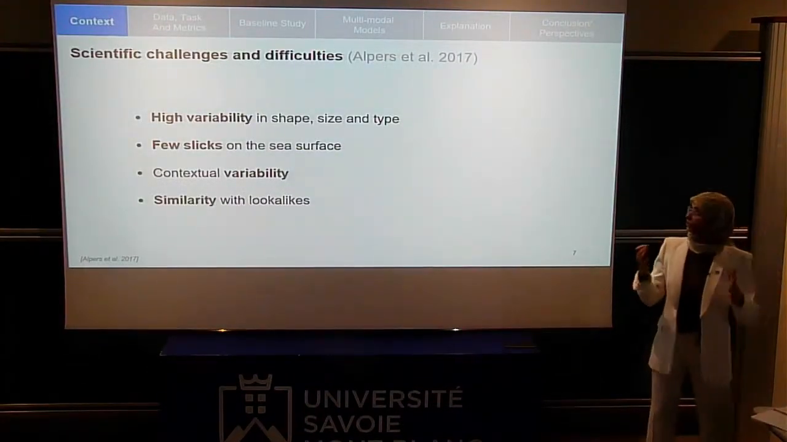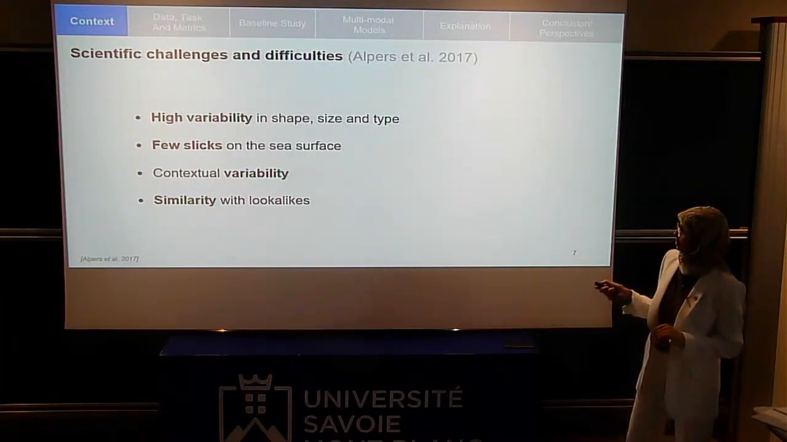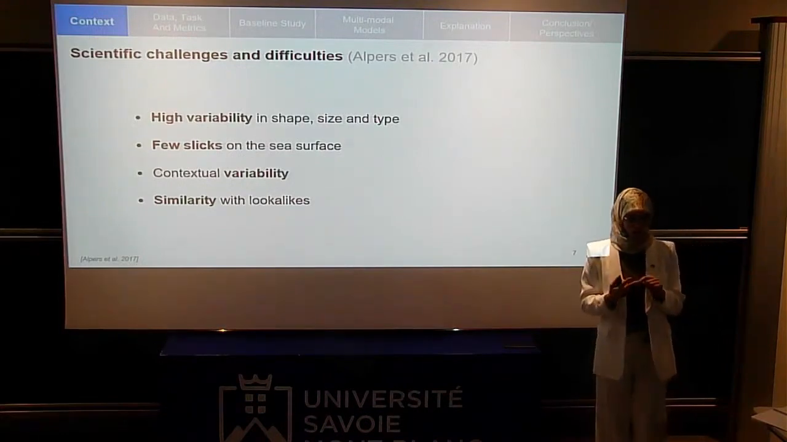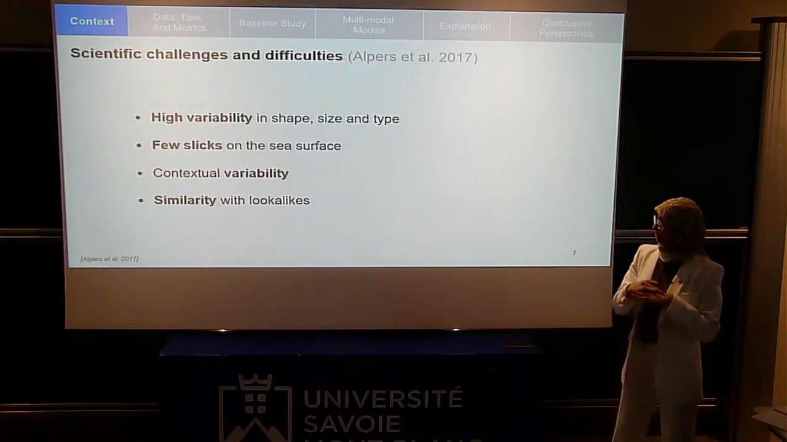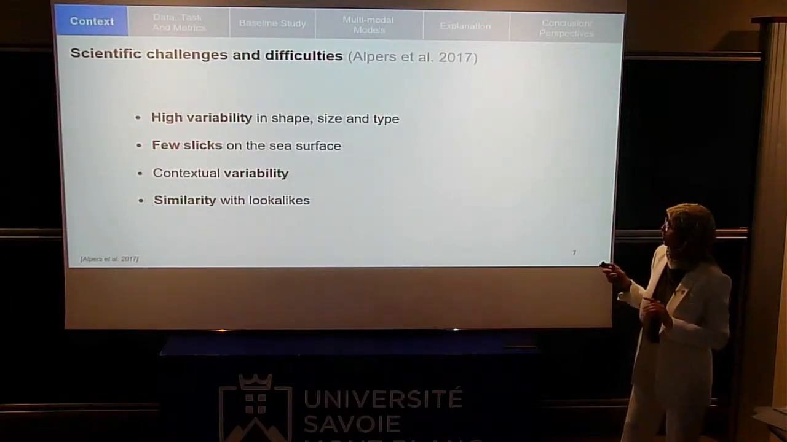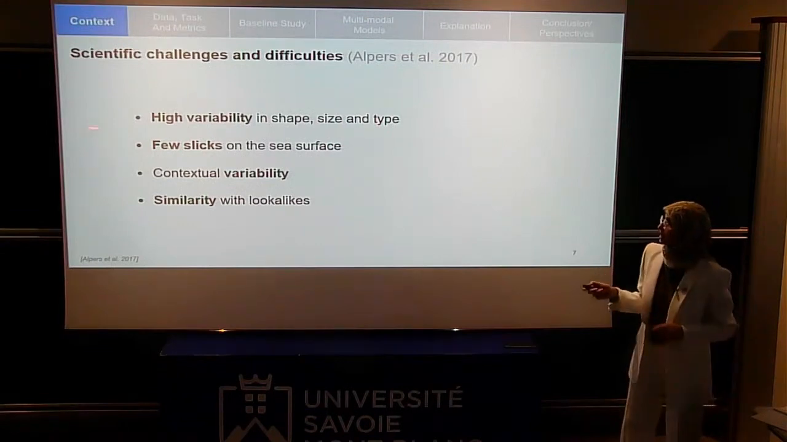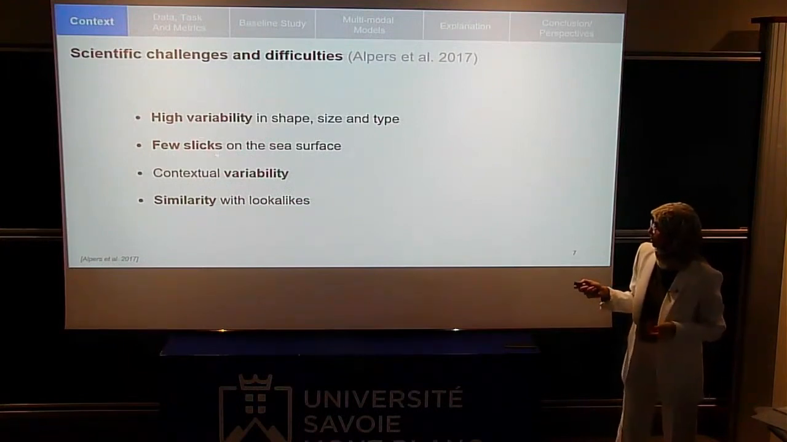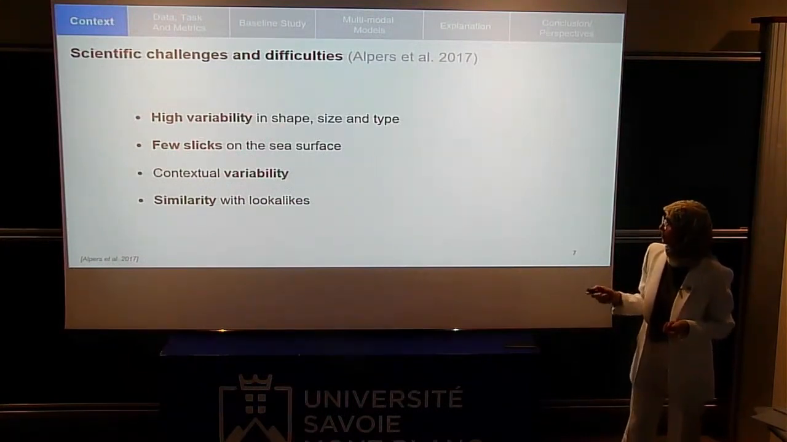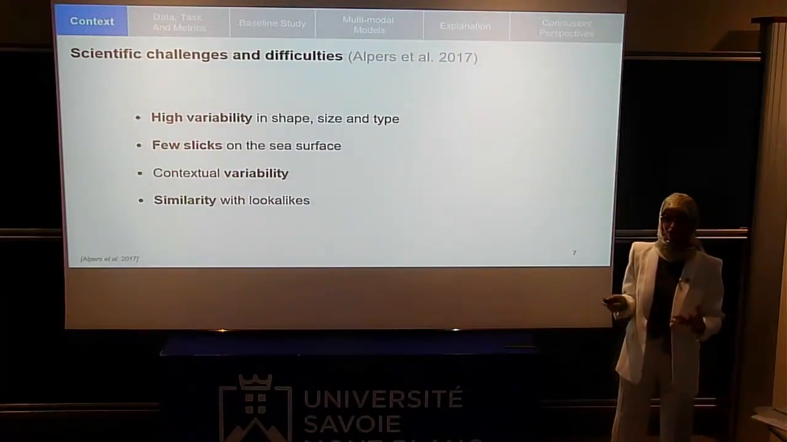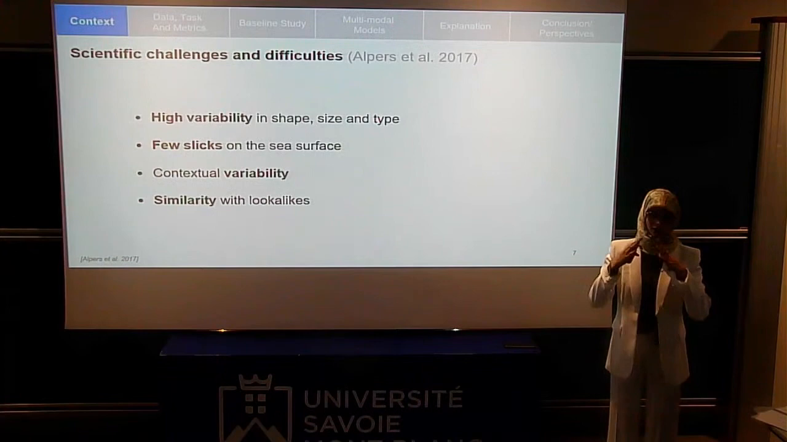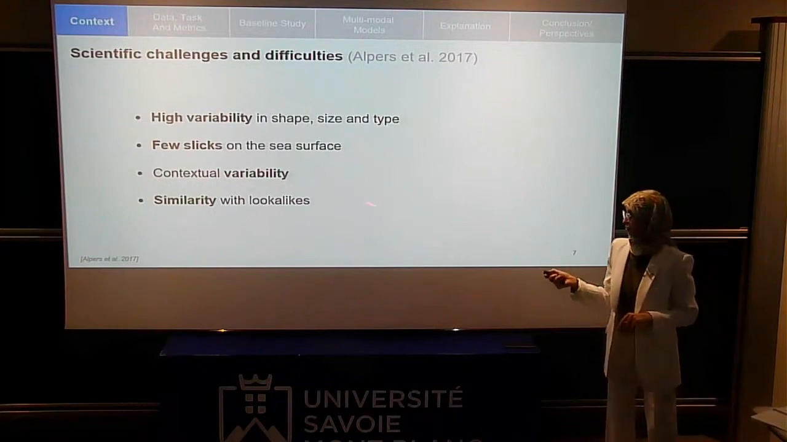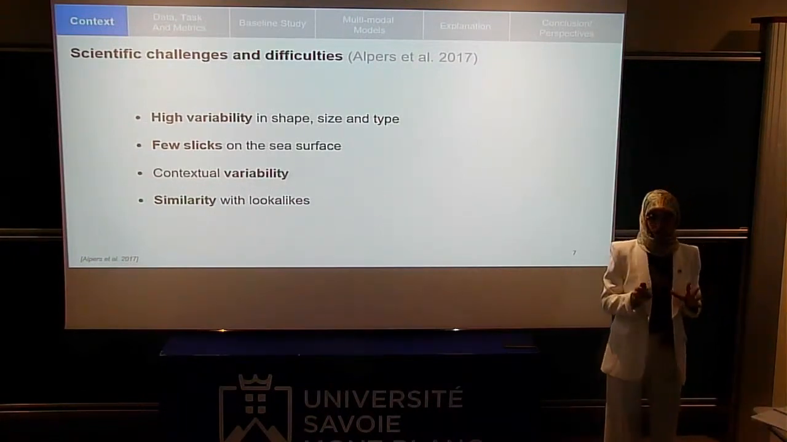Based on the literature and on the state of the art, the main challenge of this area is the high variability of our target. As we saw, we have two categories of oil slicks, natural or anthropogenic, in any place in the world. So it has a huge variability of size, type, and shape. Oil slicks cover a small amount of sea surface compared to the huge amount of sea surface. There is a contextual variability. For example, slicks appearing in the south of Africa won't have the same characteristics as slicks appearing in another place. And we have the biggest challenge, which is the similarity of our target with other phenomena.